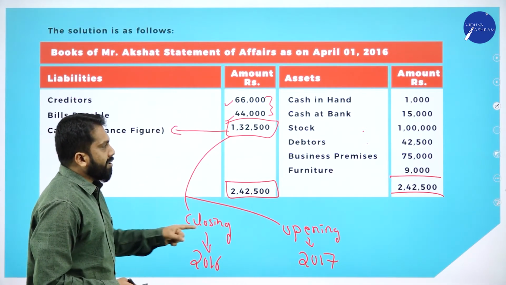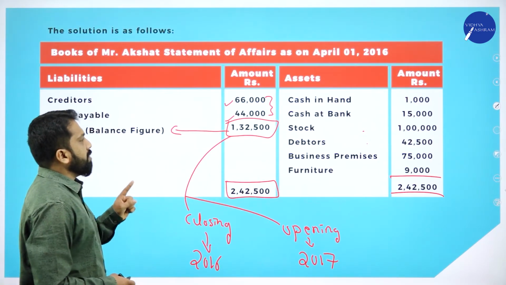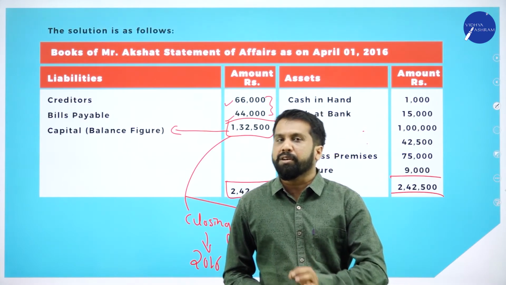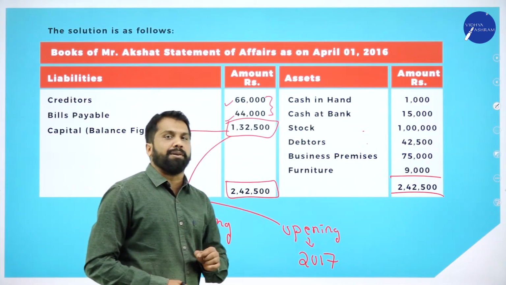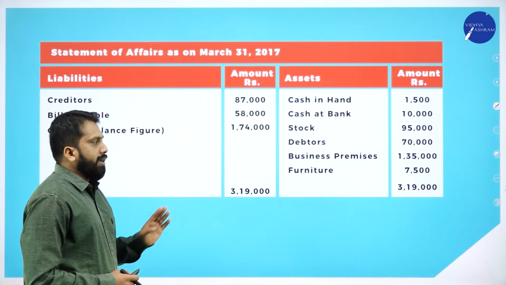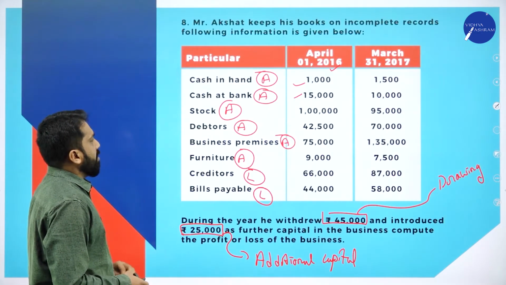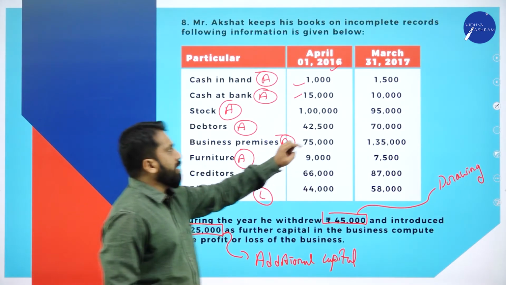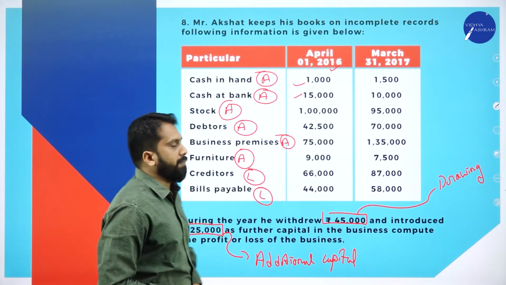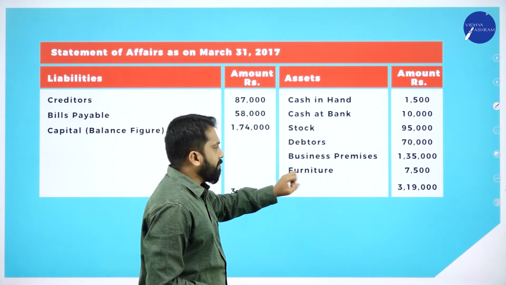Now, the 2016 statement of affairs is done. We don't call it a balance sheet, we call it a statement of affairs. Why? Because we are doing incomplete records, the single entry system. Similarly, I don't want to explain this again. The same procedure, whatever is in the question, we are concentrating on 2017.